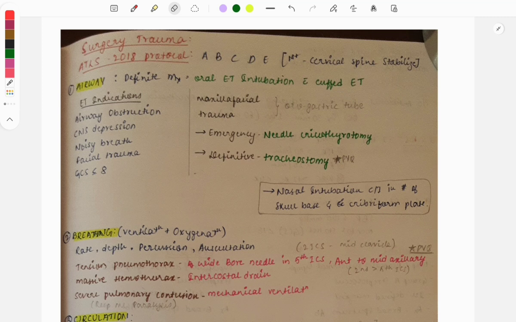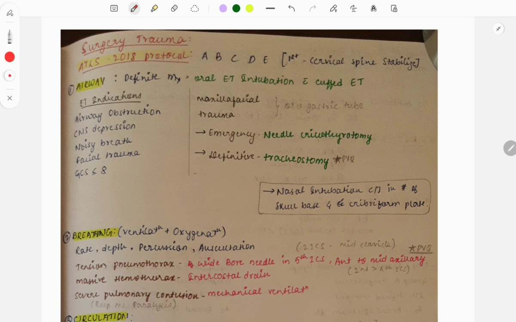Let's get started. In this video, we will be discussing some important points from the surgery which are asked in the FMGE. So the ATLS protocol, it is a must-do topic and every year 3 or 4 questions are asked from this, the general surgery. So it becomes important for you to look at all the points regarding the general surgery. So this is a quick revision kind of a video for you guys.